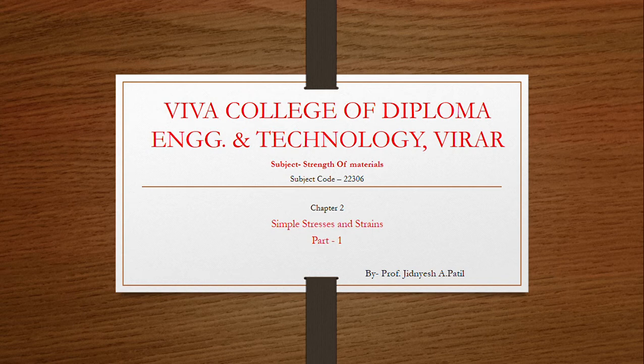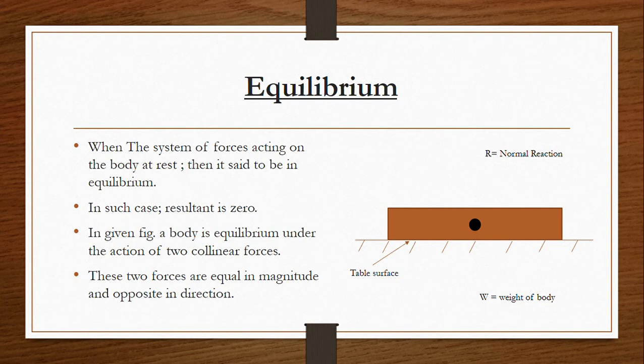So as mentioned, simple stress and strain. We are going to study the basic definitions related to stress and strain and also try to solve the basic numericals based on simple stress and strain. So let's start. Before any body experiences any stress or strain, it is in a condition of equilibrium.